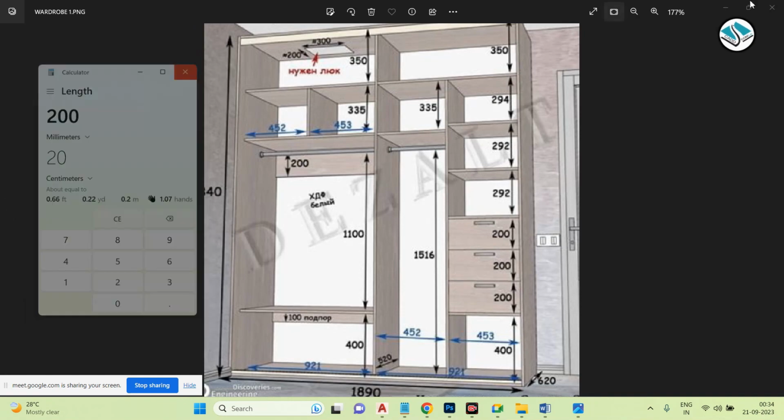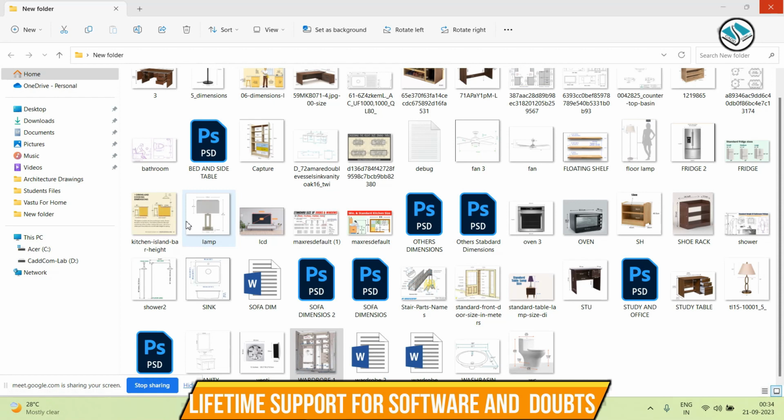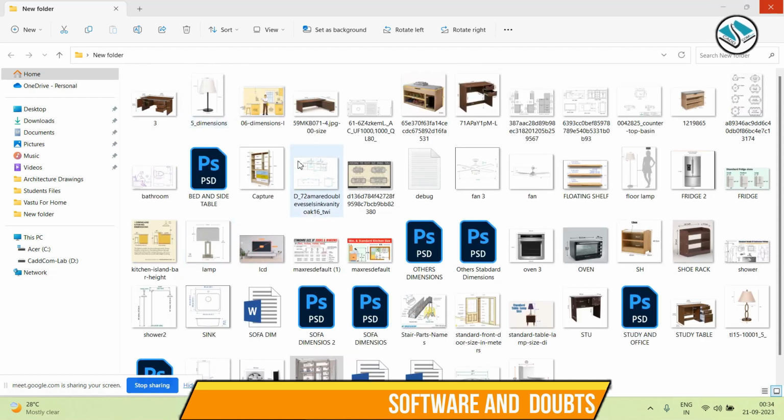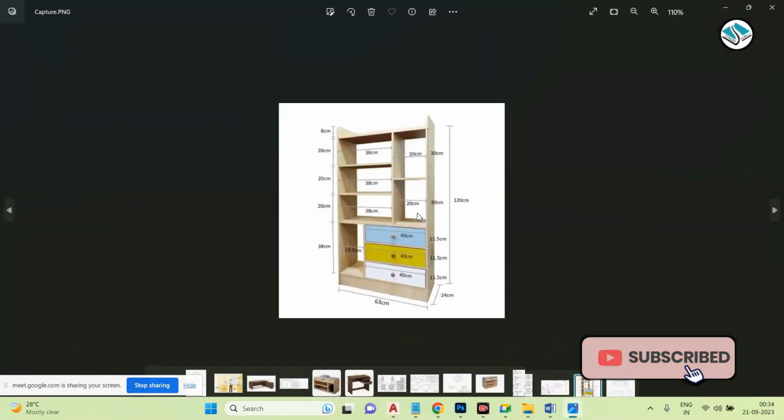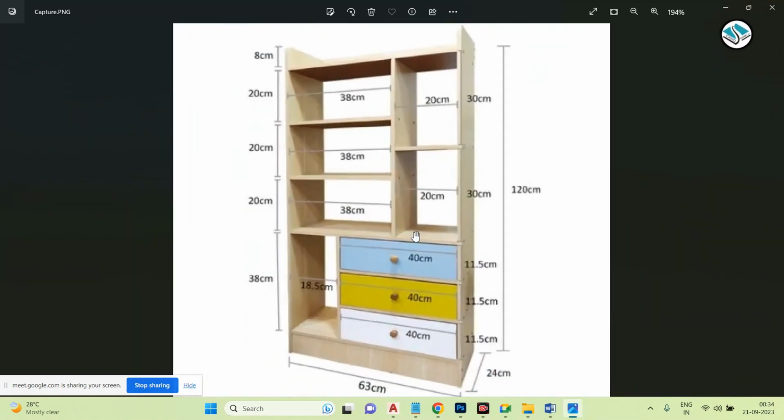So these are all the dimensions of the wardrobe, and you can see here in centimeter 38, 20. These are all the standard dimensions, but I've told you that it depends on the client's requirement and the area of the floor, right?